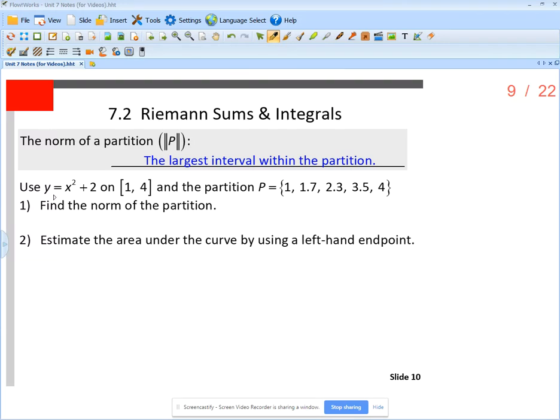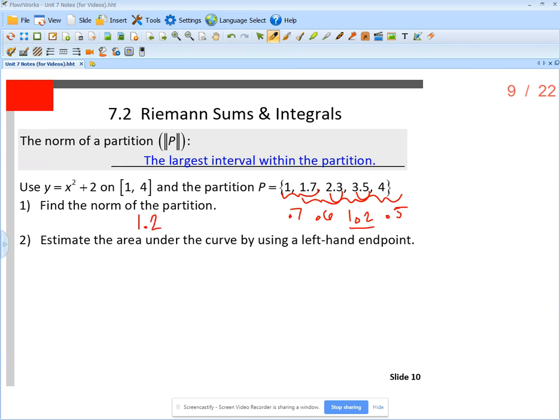So we're going to use the equation y equals x squared plus 2 on the interval 1 to 4. And our partition is going to be cutting it off at 1, 1.7, 2.3, 3.5, and 4. If I look at each of these intervals, let's change that width. This interval is a difference of 0.7. Here I have 0.6. Here I have 1.2. And here I have 0.5. So the norm of partition is just the largest interval, so that would be 1.2.